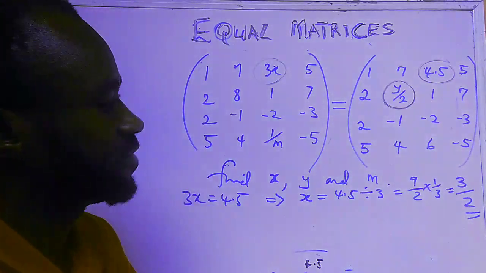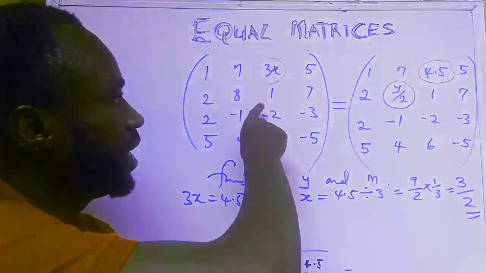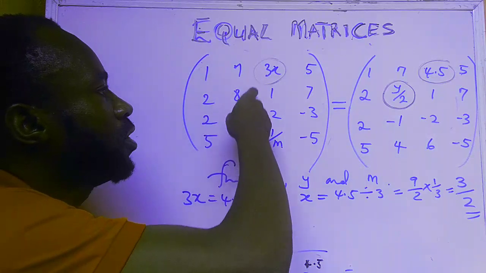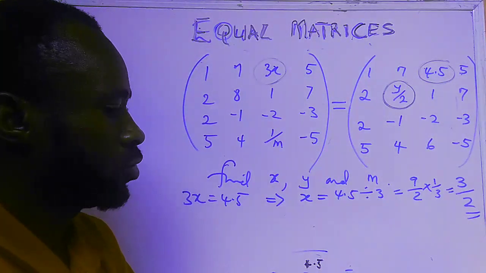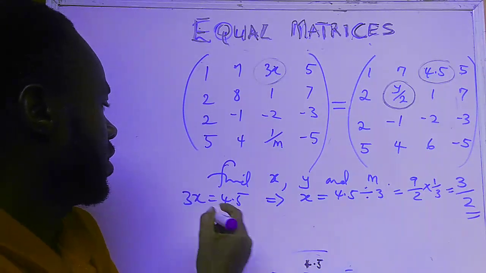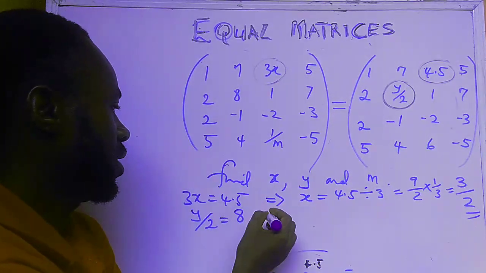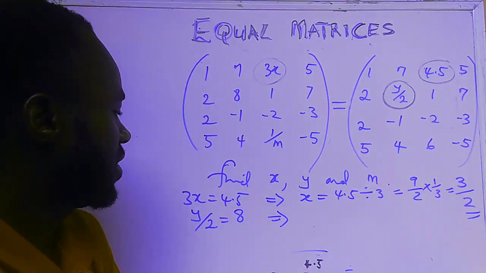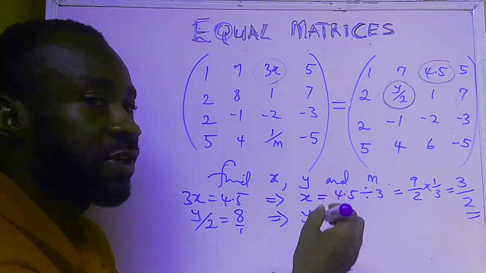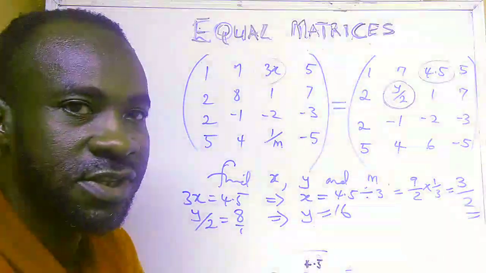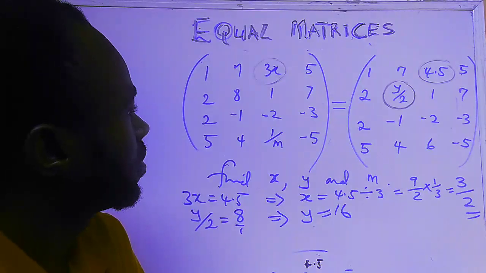So y is in the second row, and it corresponds to 8 here. So we are going to equate both. We are going to have that y/2 is equal to 8. And from here, when we cross multiply, your y will be equal to 16. So we've gotten that. And then the last one is what we are looking for, m.